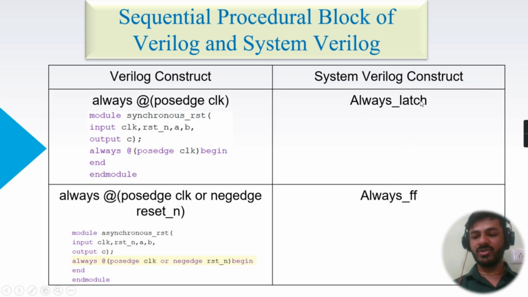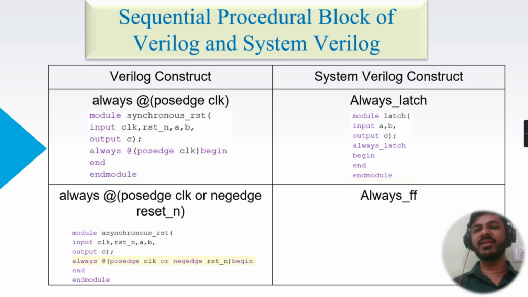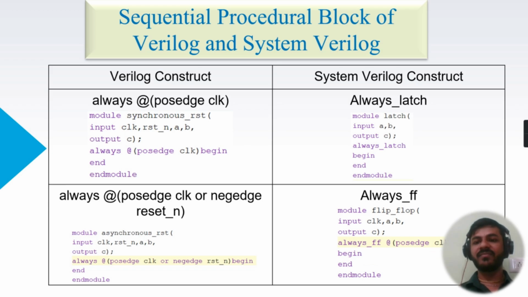The first is always_latch. Basically always_latch is used for the implementation of latches only. Intentionally, this procedural block will implement the latch, and this is the syntax of always_latch. Below that you can see we have always_ff. always_ff is used for the implementation of flip-flops that work on the posedge clock only. So these are the procedural blocks available in Verilog and SystemVerilog.